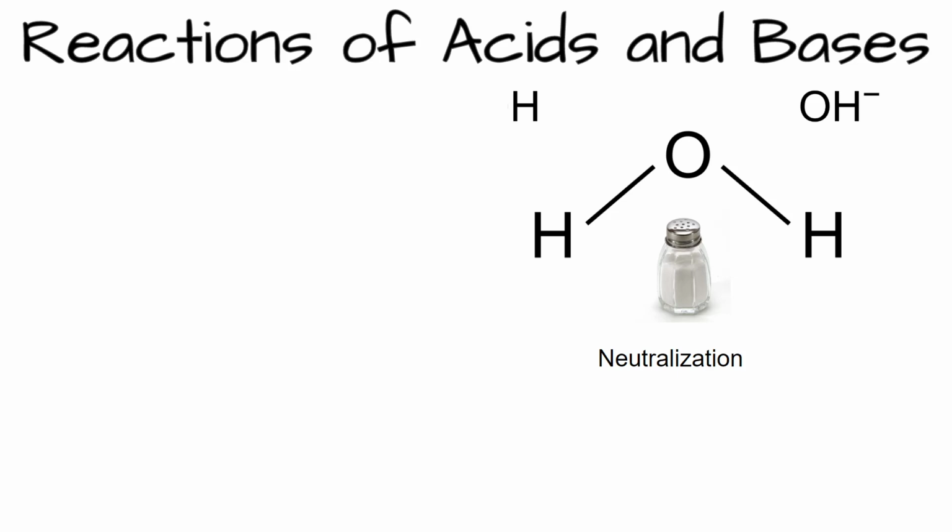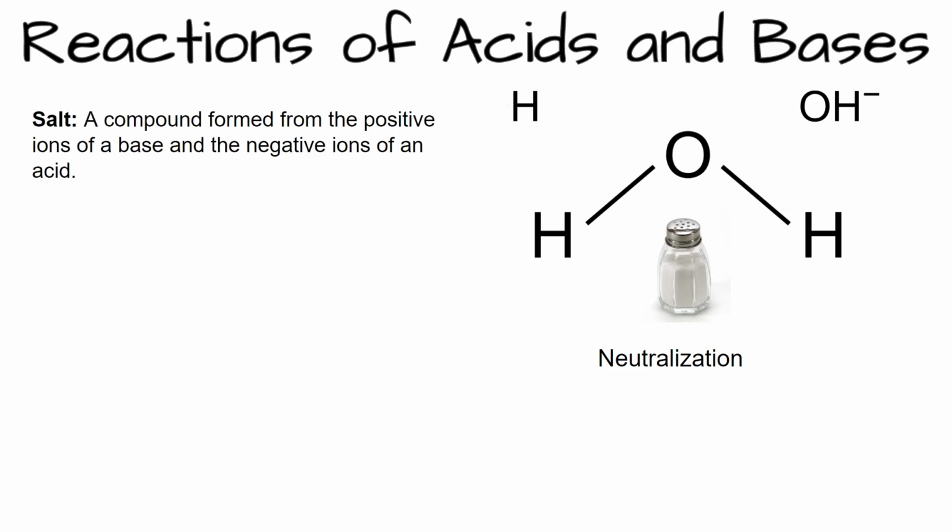Acids and bases often form a salt when they react together. A salt is a compound formed from the positive ions of a base and the negative ions of an acid. Salts are neutral because they combine negative and positive ions. For example, table salt, or NaCl, is made of metal sodium ions and nonmetal chlorine, or chloride, ions.